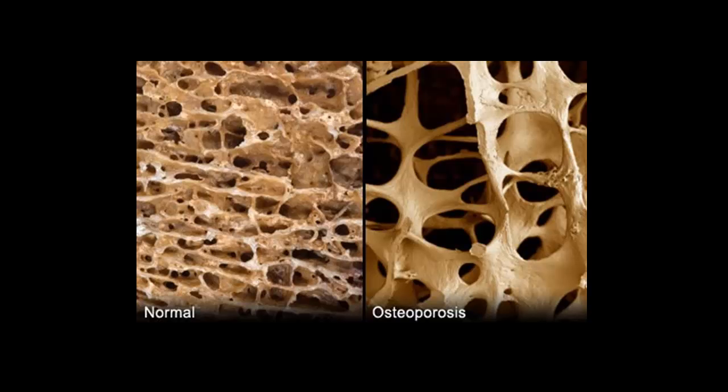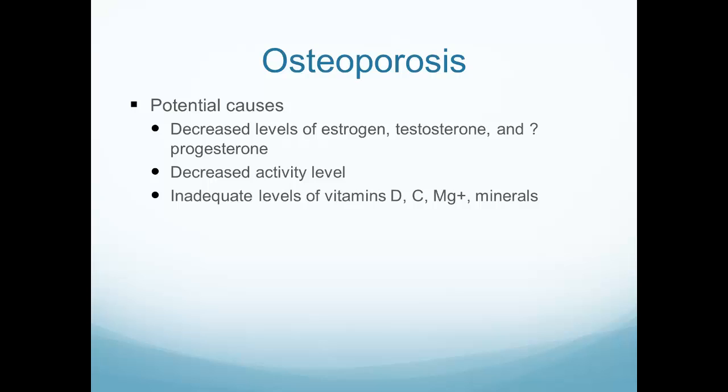Okay, so here is a diagram showing the difference between normal bone on the left and our osteoporotic bone on the right. So you notice that on the left we have this nice solid matrix. On the right, the matrix is much thinner. Because that matrix is much thinner, the bones are weaker and are going to be more apt to having fractures.